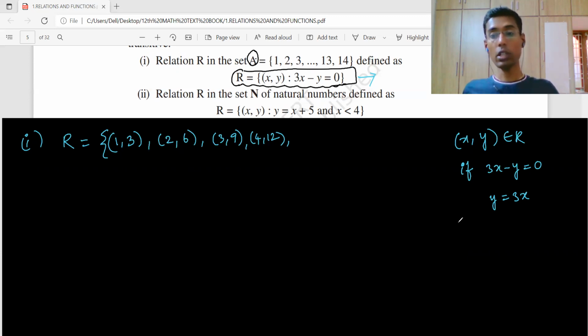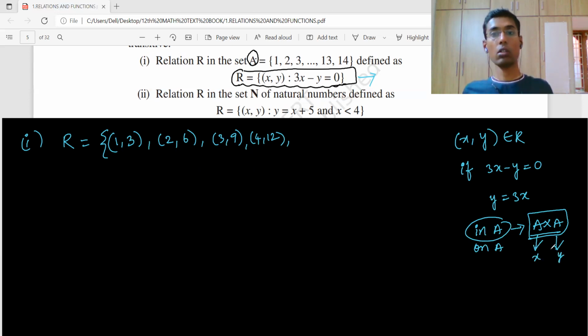Because this is defined in A. Defined on A or defined in A means from A to A. When it is from A to A, then x is also from A and y is also from A. So if you take x as 5, then y becomes 15, which is not in A. You understand, right? Now this is your relation.